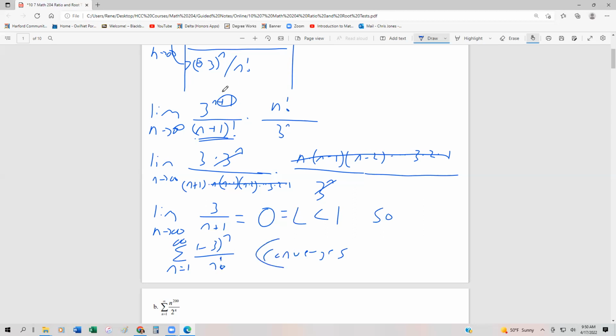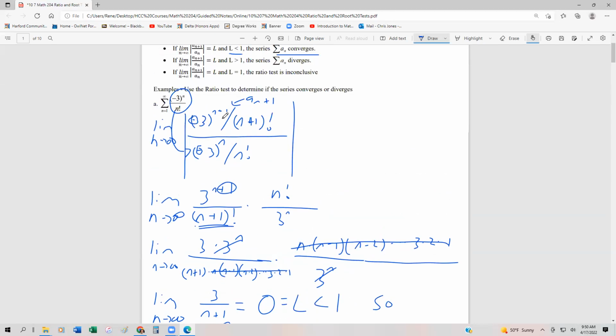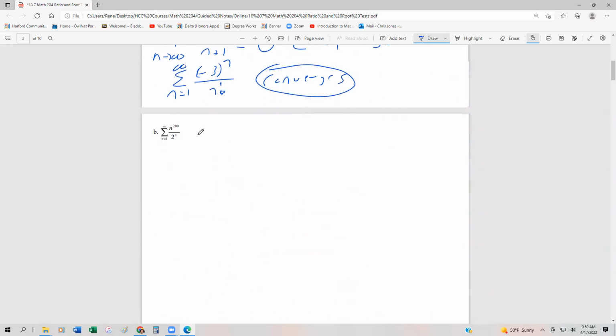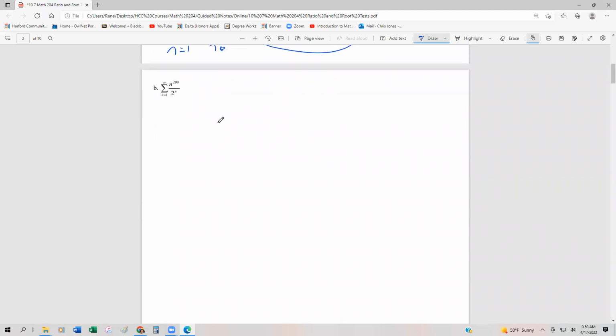All right, now we could have used the alternating series test on this one, but it's a little bit easier maybe to use the ratio test, especially if you start getting good with the algebra for this. Here's another example of where we can employ the ratio test. So we have n to the 200th divided by 2 to the n.